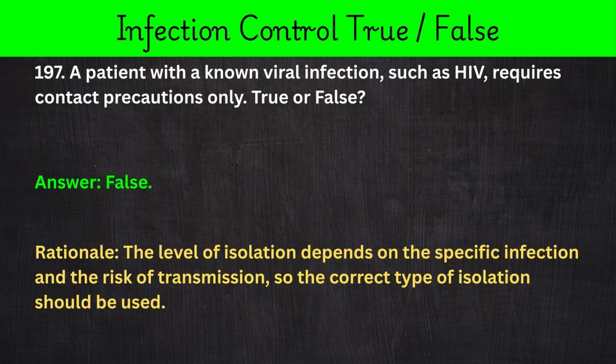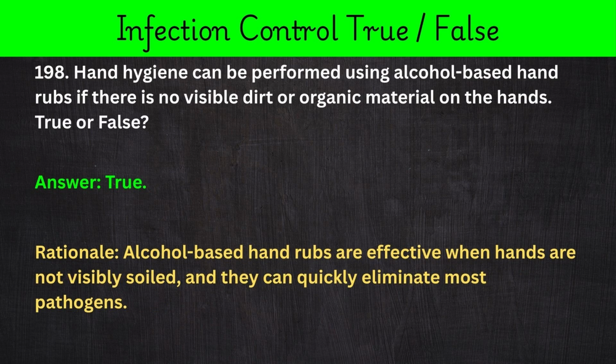197. A patient with a known viral infection, such as HIV, requires contact precautions only. True or false? Answer: false. Rationale: the level of isolation depends on the specific infection and the risk of transmission, so the correct type of isolation should be used.